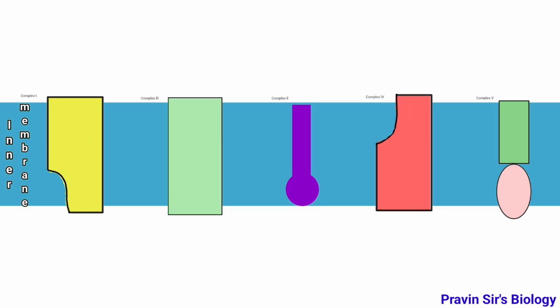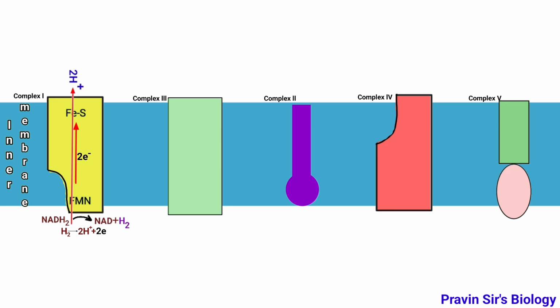Here, in complex 1, NADH2 gets oxidized to NAD and hydrogen. This hydrogen splits up into 2 protons and 2 electrons. These 2 electrons are accepted by FMN. From here, electrons are transferred to iron sulfur protein. In this process, 2 protons are pumped from the matrix into the intermembrane space.